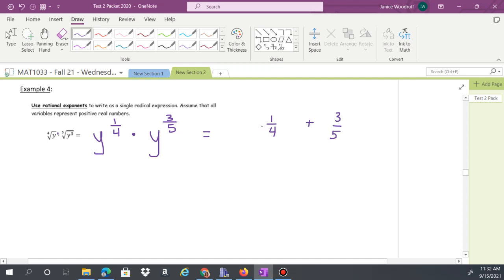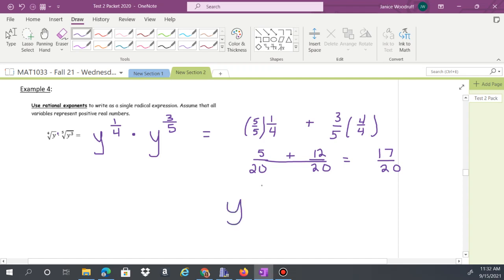Common denominator 20. So multiply by 5 and 4. All right, so this is going to give us 5 over 20 plus 3 times 4 is 12 over 20. And then straight across the top, 5 plus 12 is 17 over 20. So our exponent is 17 over 20. Our answer is y to the 17 over 20.